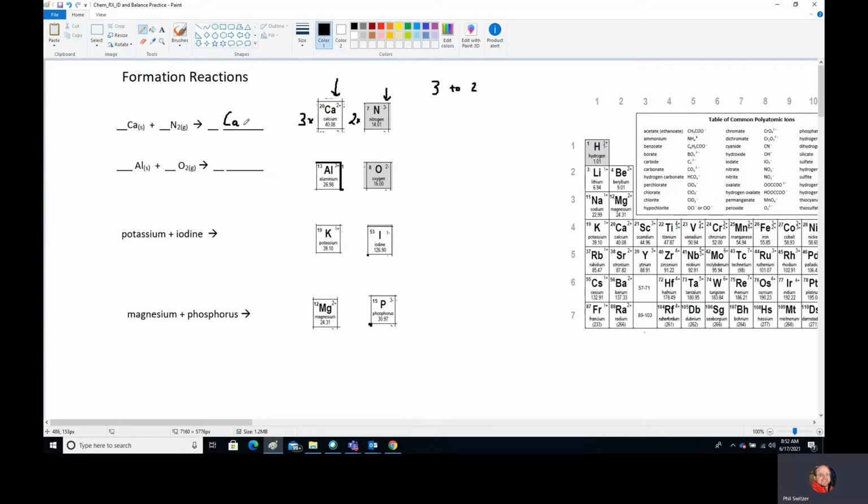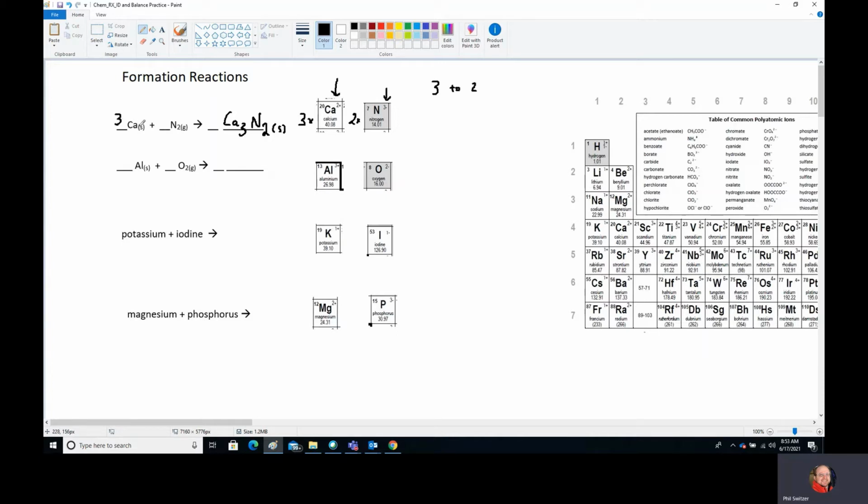Ca3N2. All ionic compounds are solids, so this is going to form a solid. That's the beauty of ionic compounds. Now we need to balance this. Looks like the calcium is out of whack.